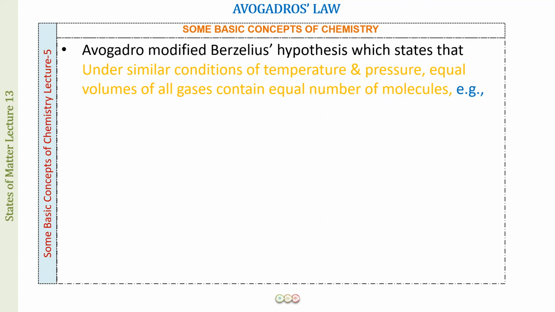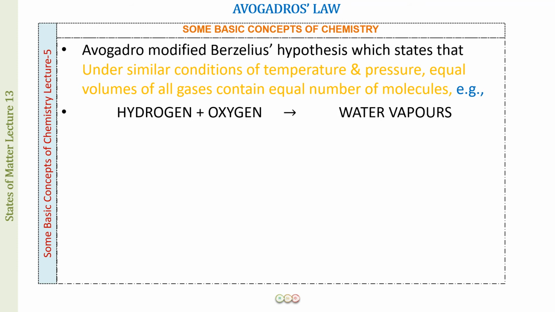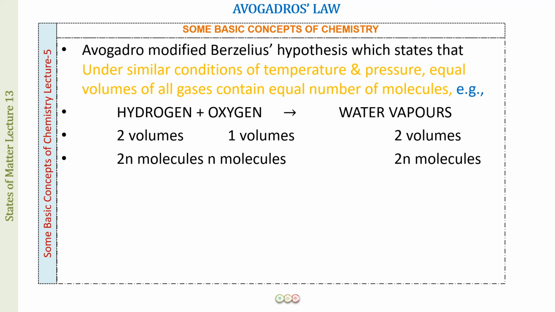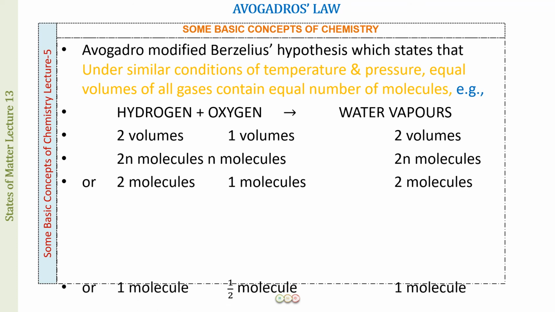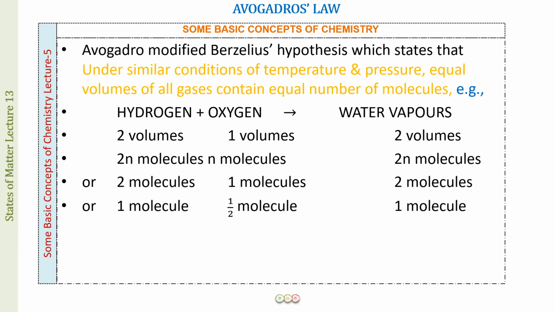number of molecules. So what we had seen for the experiment between hydrogen and oxygen forming water vapors is that two volumes of hydrogen combine with one volume of oxygen to give us two volumes of water vapors. So this means that now, not atoms, but it is going to be 2n molecules of hydrogen combining with n molecules of oxygen to give us 2n molecules of the water vapors, or two molecules combining with one molecule giving us two molecules of water vapor, or one molecule of hydrogen combining with half a molecule of oxygen and forming one molecule of water vapor.